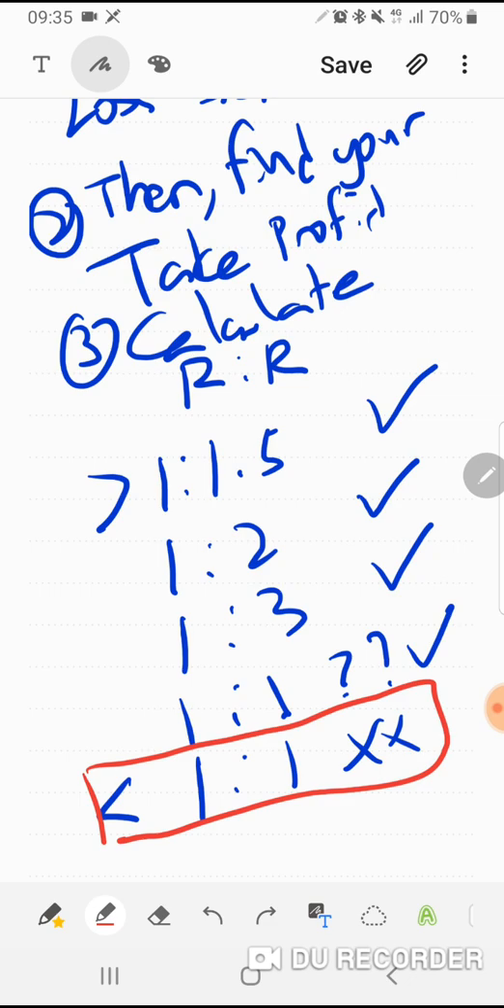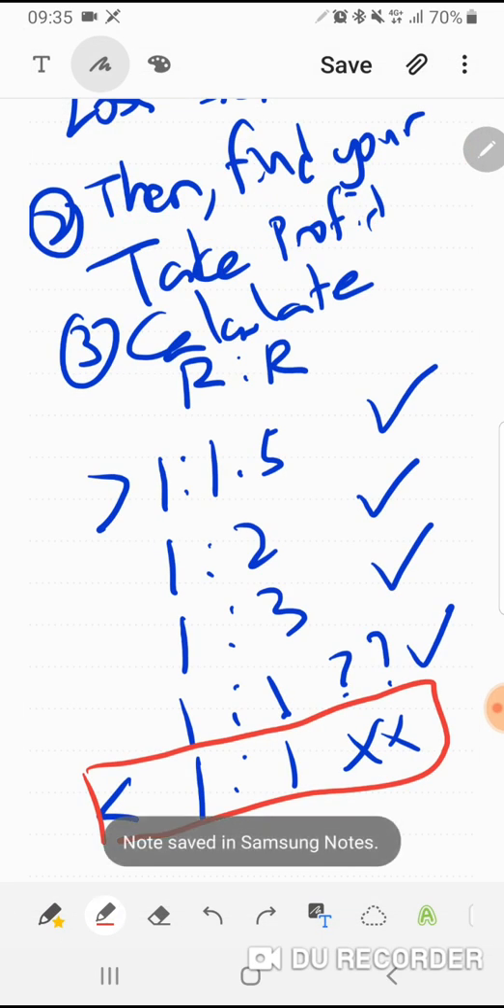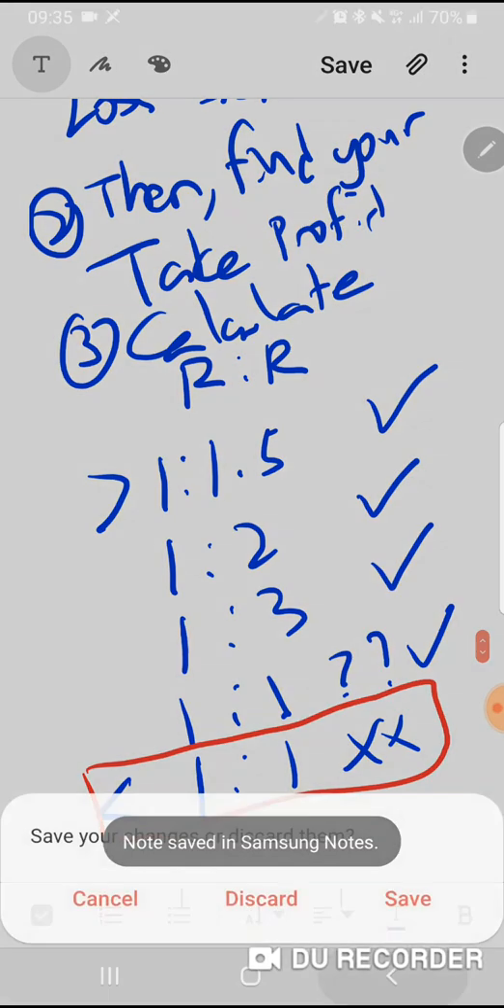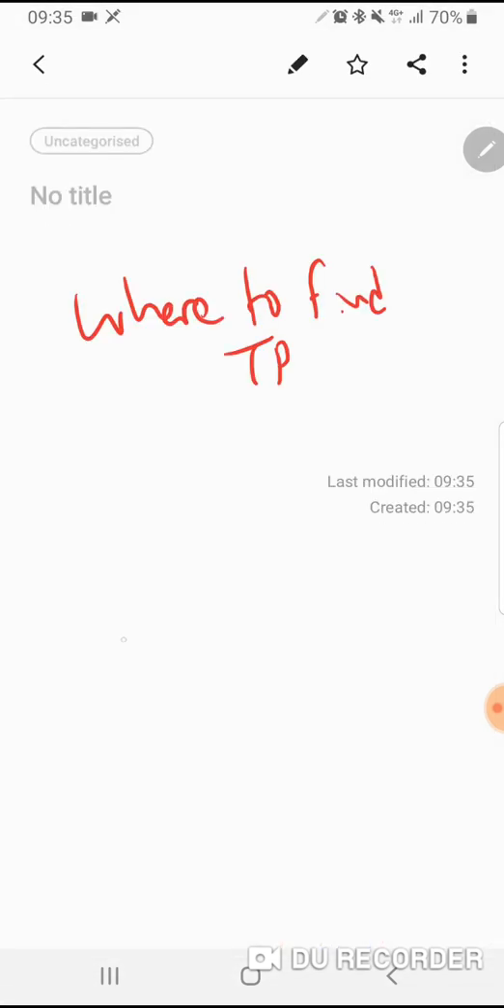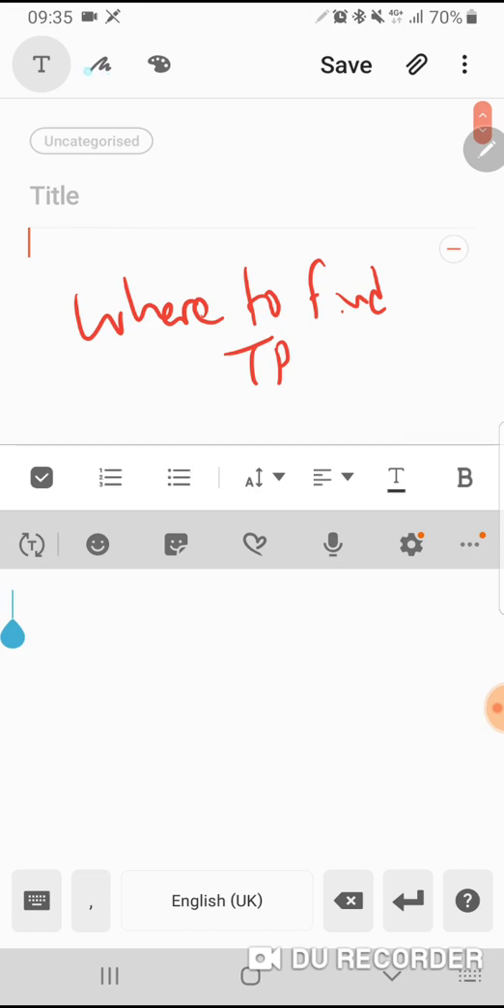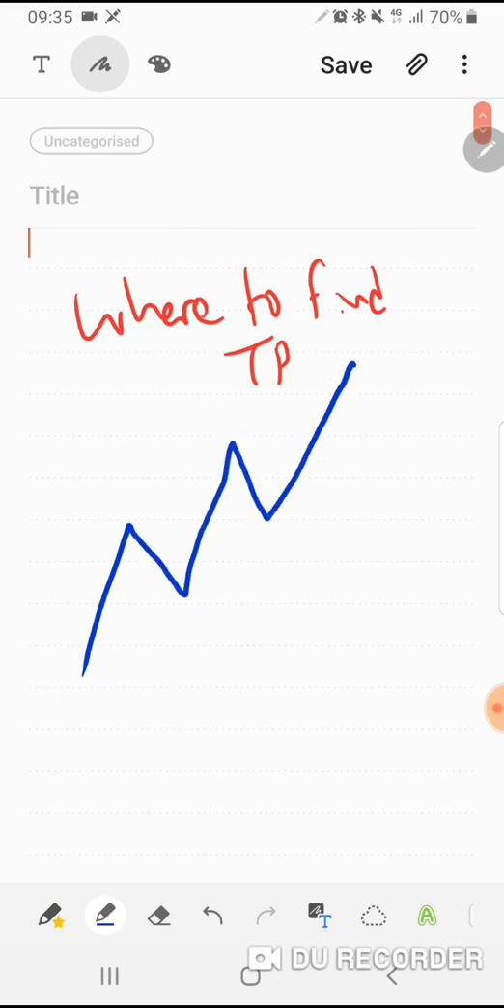And then the other thing is, how to find TP. Let me show you where to find TP. If you are familiar with the Fibonacci expansion, normally Fibonacci expansion works like this. So let me show you Fibonacci expansion. In a long-term bullish trend, you use your Fibonacci expansion.